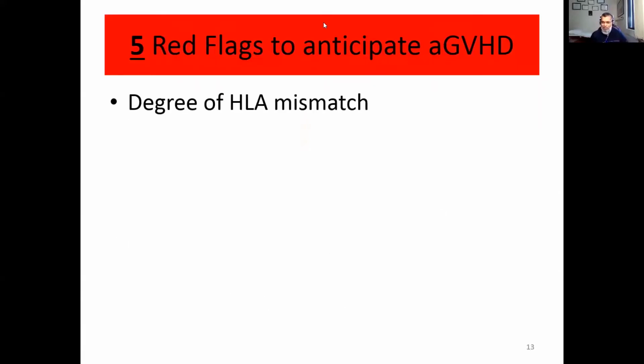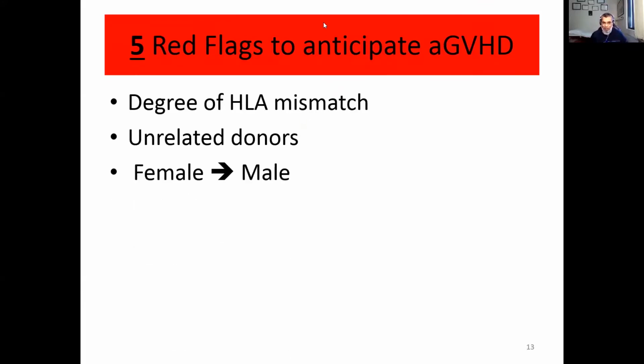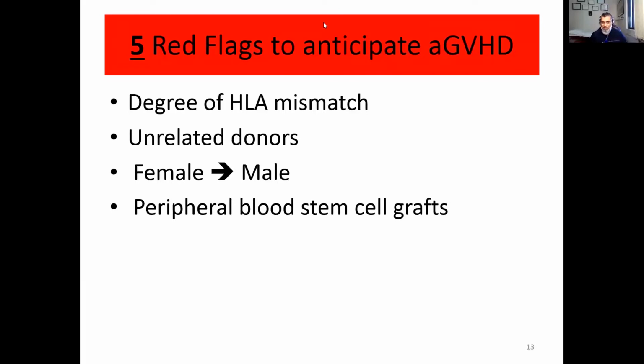One is the degree of HLA mismatch. If you are doing an 8 out of 10 versus a 10 out of 10 transplant, expect more GVHD. Unrelated donors, which we don't do yet in Pakistan, but we have plenty of experience from abroad, get severe GVHD, especially the acute. Female to male donor: the preferred donor without any gender bias is always the young male. Females, especially multiparous females, have been exposed to different antigens and are high-risk donors for GVHD.